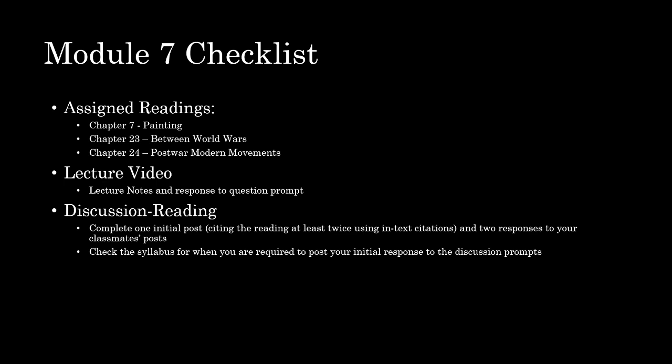Let's jump right into your Module 7 checklist. The assigned readings for this module include Chapter 7 on painting, Chapter 23 about the art movements that occur between the world wars, and Chapter 24, which covers the post-war modern movements in art. Of course, you will be responsible for watching this entire lecture video, which will be a long one, so you might want to break it up into 2 watching sessions.